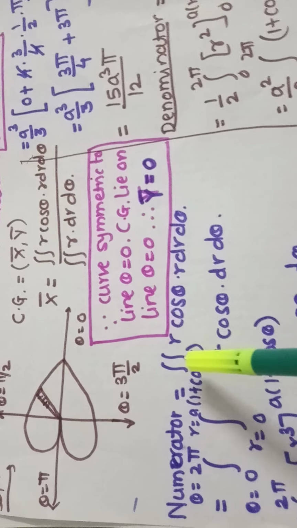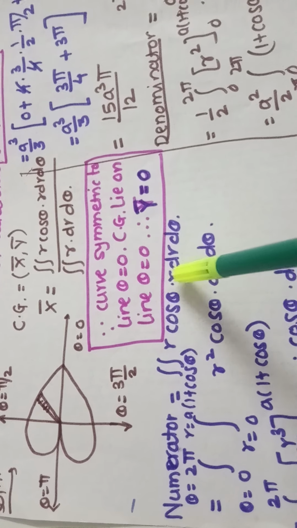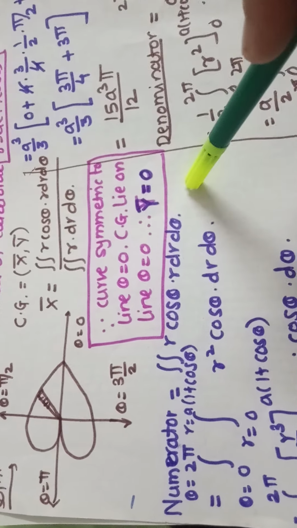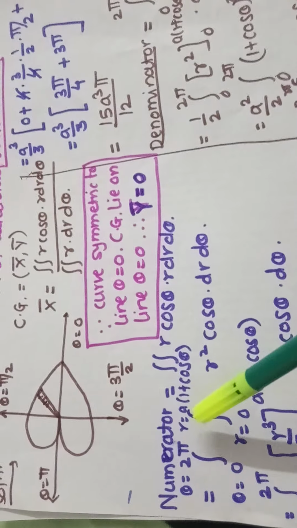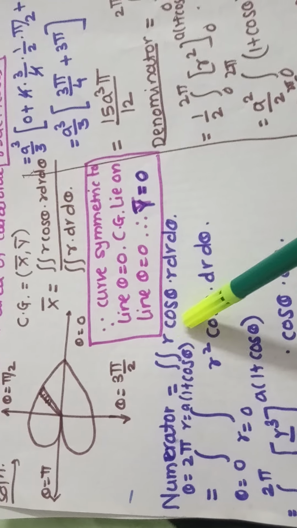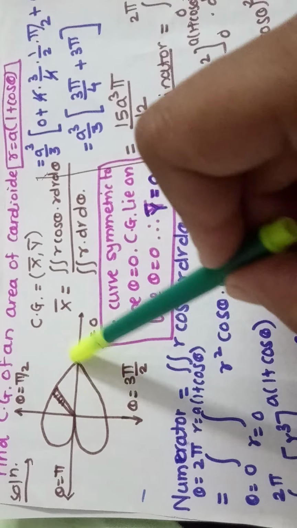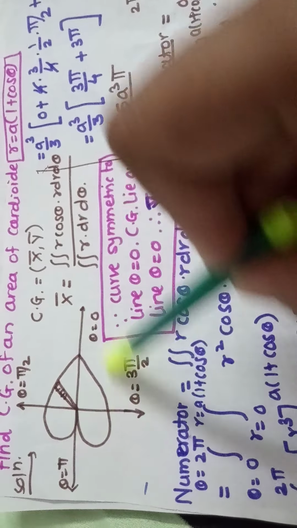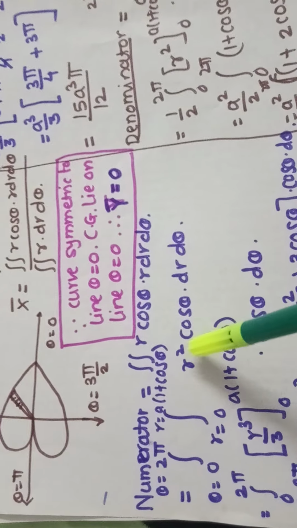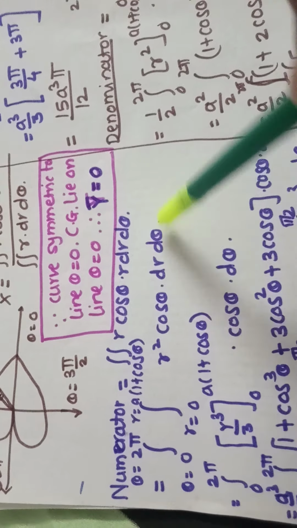So what is the numerator? Double integration r cos theta into r dr d theta. Now we know that r varies from 0 to the curve, and the curve is r equal to a(1 plus cos theta), and we have to find the CG of the area of the cardioid. So theta varies from 0 to 2 pi, and the integrand is r square cos theta dr d theta.